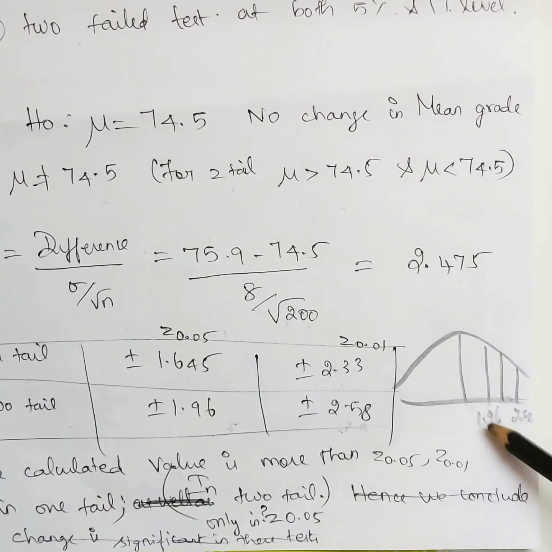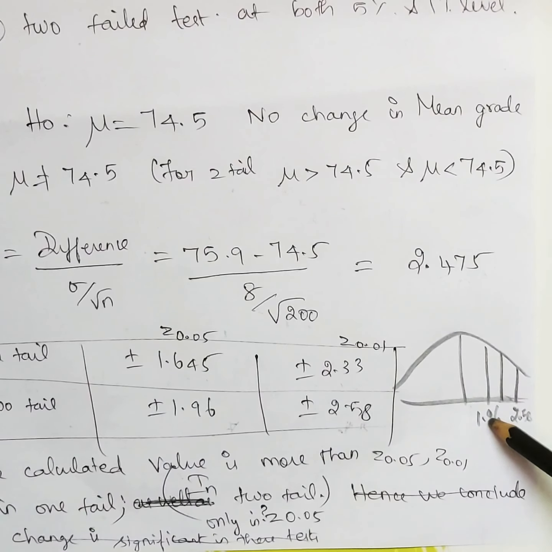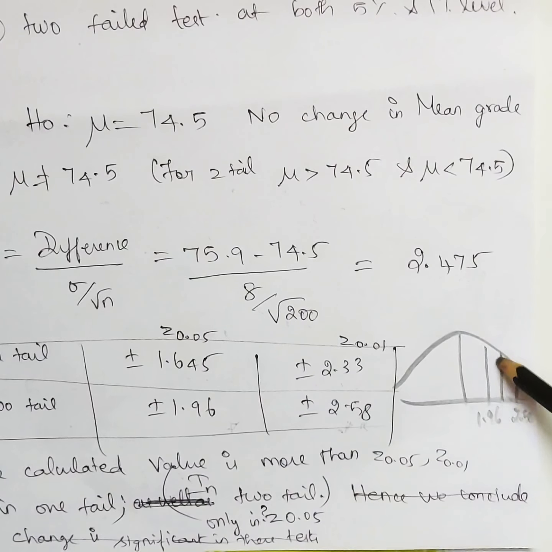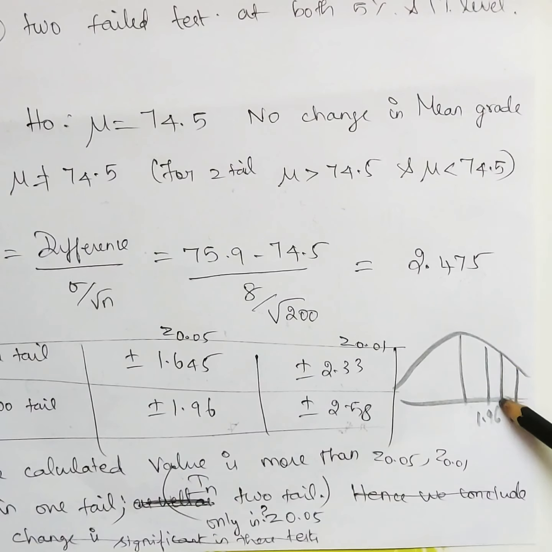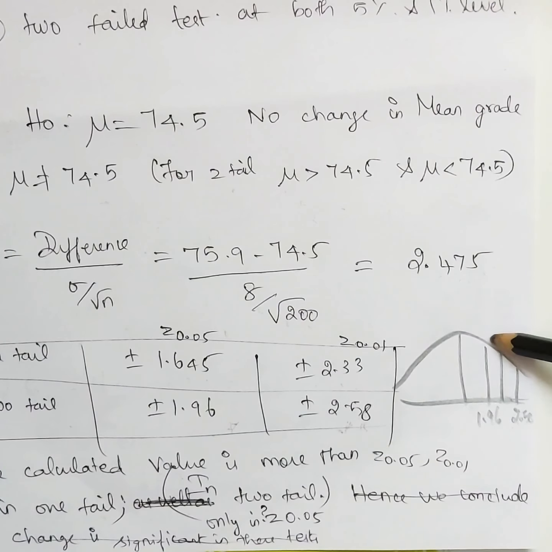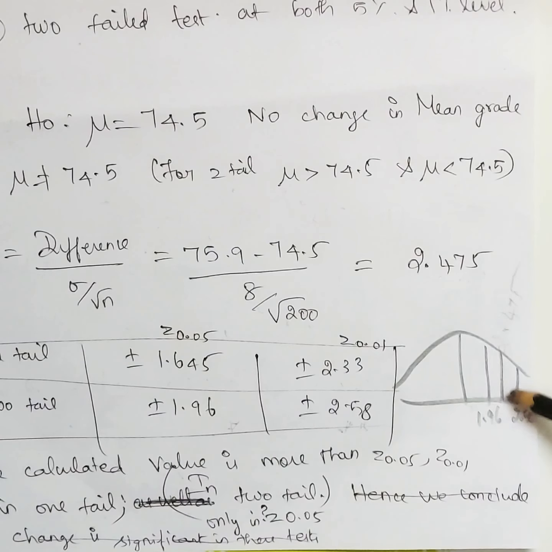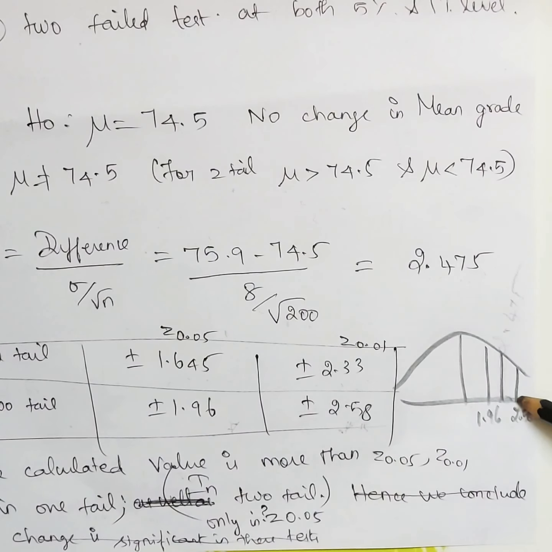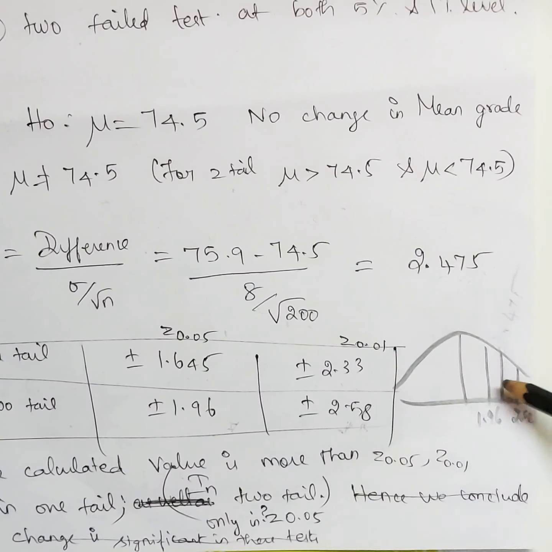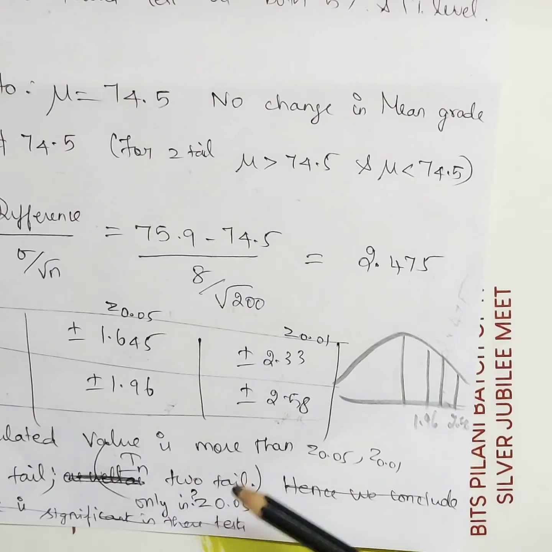This is the mean mu. This first value is 1.96. The line in between is nothing but your value, that is 2.475. So at 1.96 it's outside the region, so we will reject it. But at 2.58, that is 99% area covered, it is inside, so we will accept it. This is what is happening graphically.